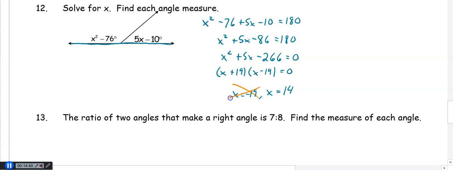a solution. So we just have x is 14, so to get each angle, we're going to do 14 squared minus 76 is 120 degrees. And 5 times 14 minus 10 is 60 degrees.